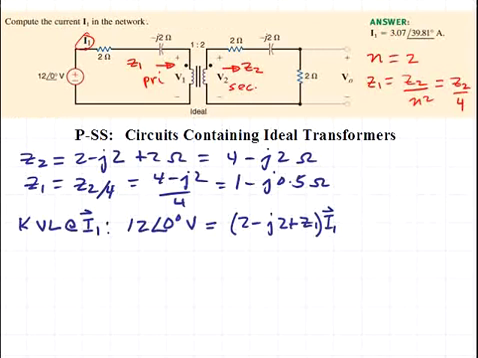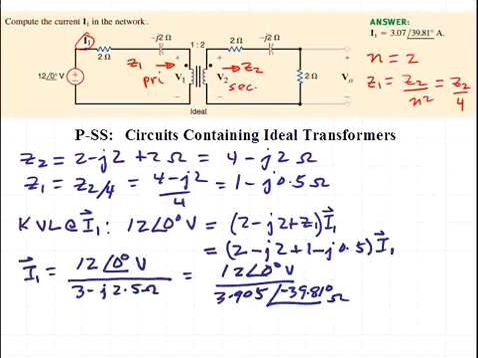In this expression, substituting Z1 that we have already, we obtain 2 minus j2 plus 1 minus j0.5 times the current I1. Solving for I1, we'll have in polar form 12 at an angle of 0 degrees volts divided by 3.905 at an angle of minus 39.81 degrees ohms. And finally we can solve for the current I1 as 3.07 at an angle of 39.81 degrees amperes.